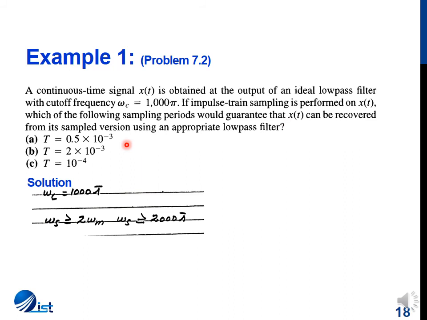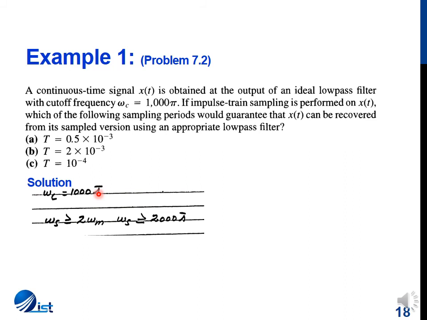We are not given any information about the signal, so we can say that we are sure that the sampling time is such that the signal would be sampled okay. We are just concerned about the endpoint, which is the filter. So omega c is 1000 pi. Now we know that the cutoff frequency of the filter varies between omega m and omega s minus omega m.